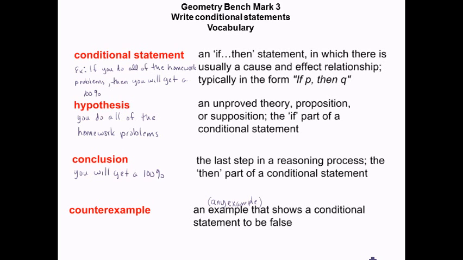Now, for a conditional statement to be true, if that first part, or that if part happens, then the conclusion has to happen. So if you do all of the homework problems, then the conclusion is you will get 100%.